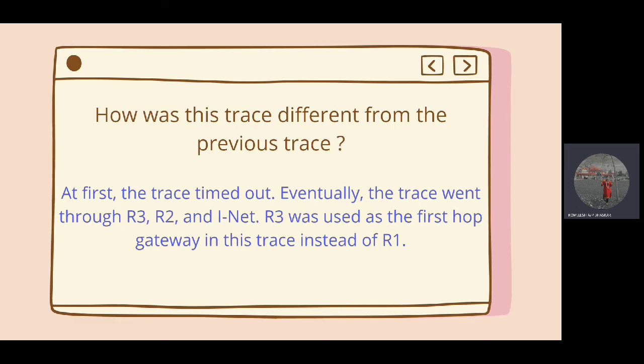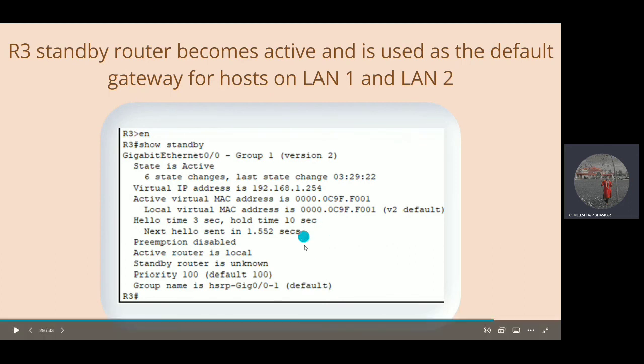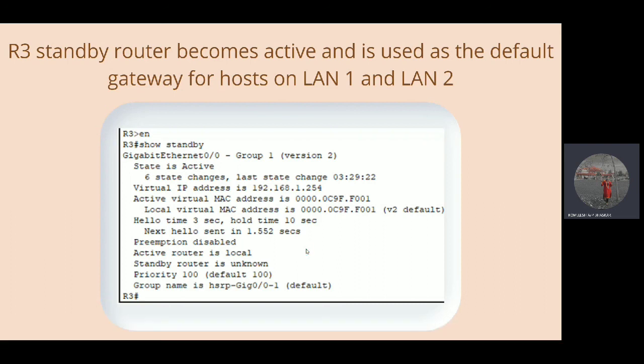The next question is, how was this trace different from the previous trace? At first, the trace timed out. Eventually, the trace went through R3, R2 and ISP. R3 was used as the first hop gateway in this trace instead of R1. Next, R3 standby router becomes active and is used as the default gateway for hosts on LAN 1 and LAN 2. Okay, we have to open CLI of R3 and then enter the command show standby and we can see the result.